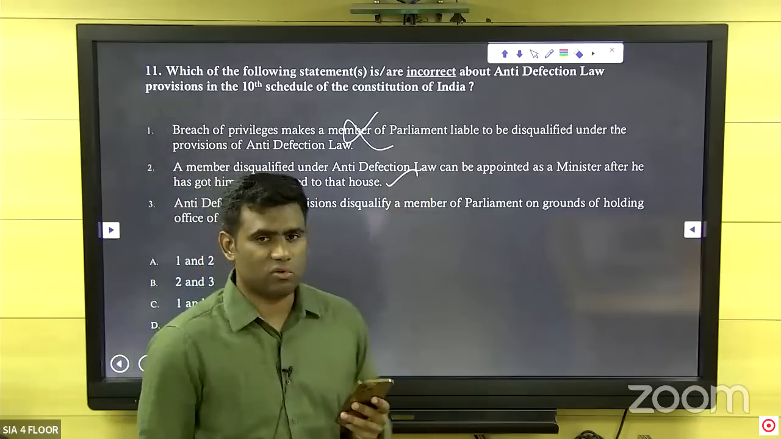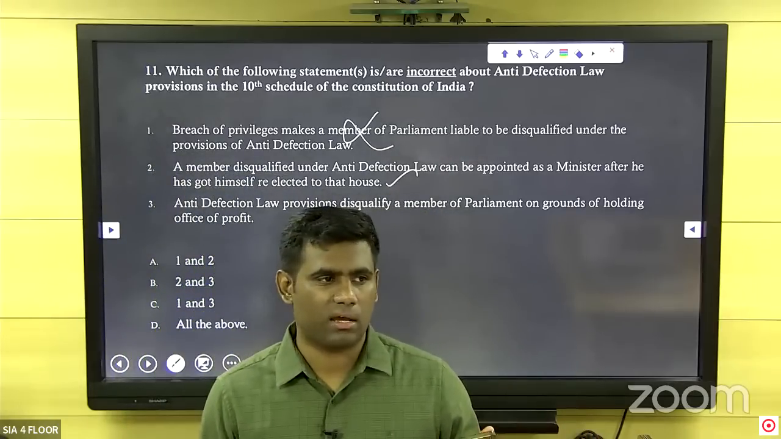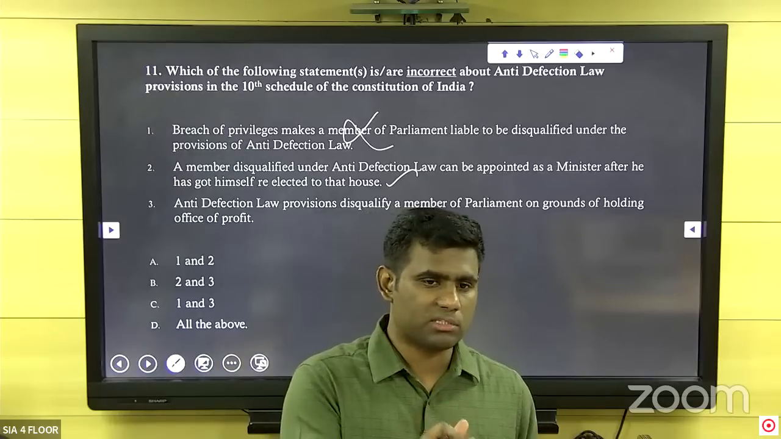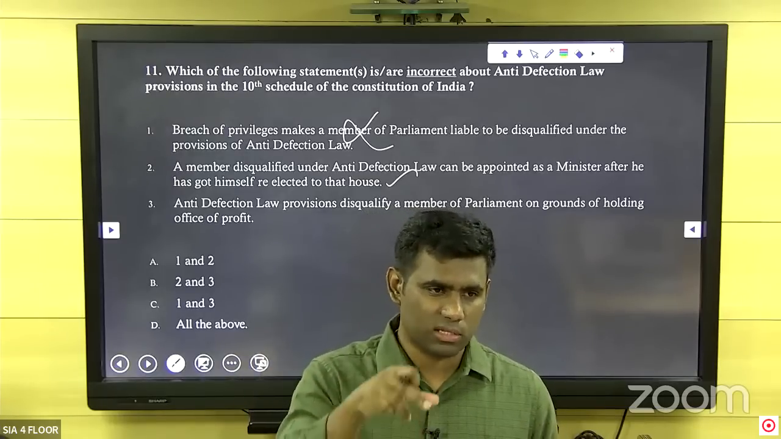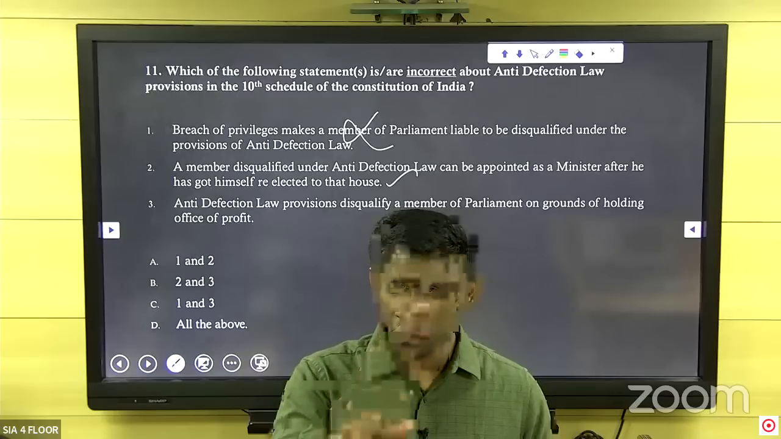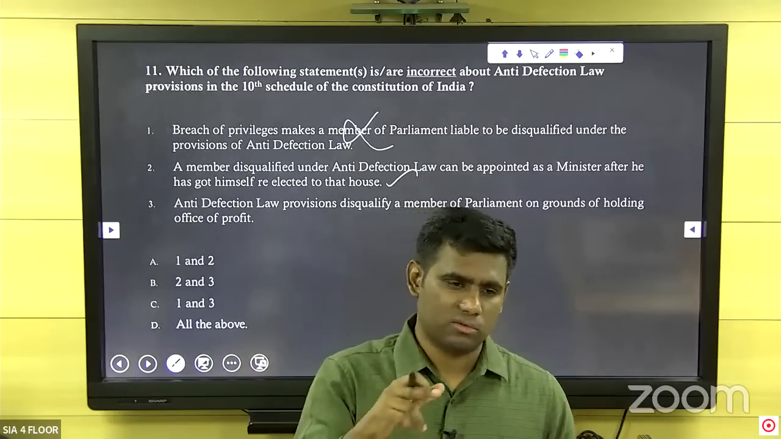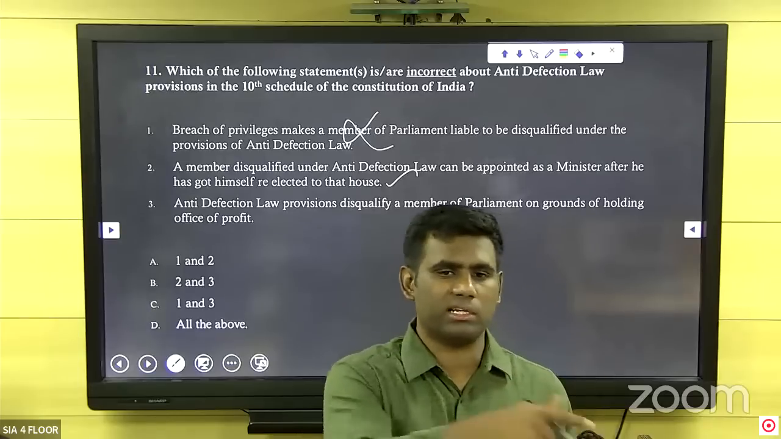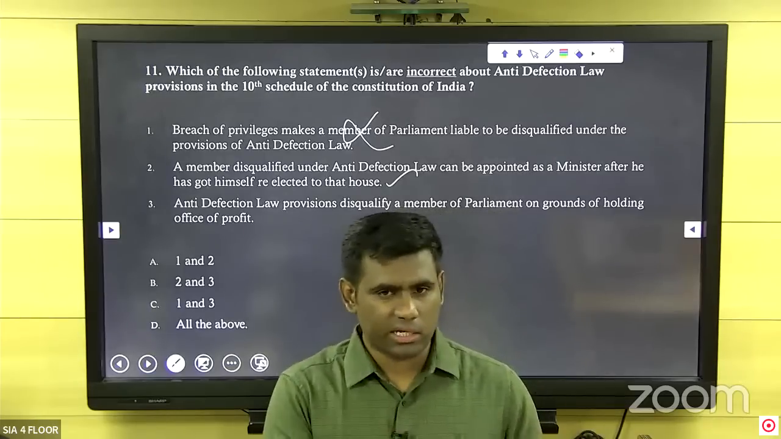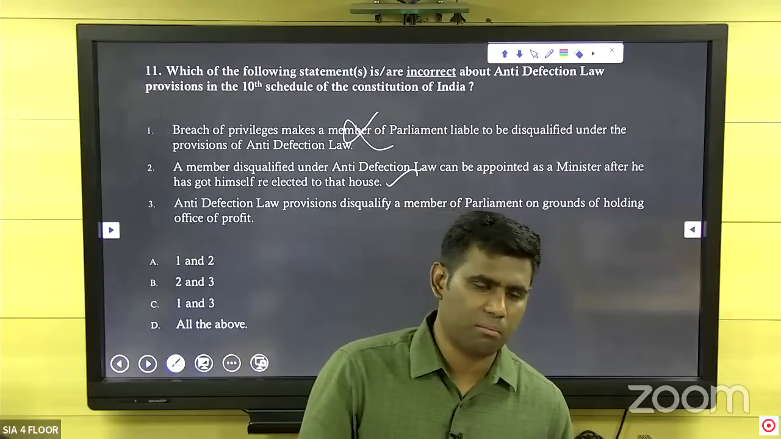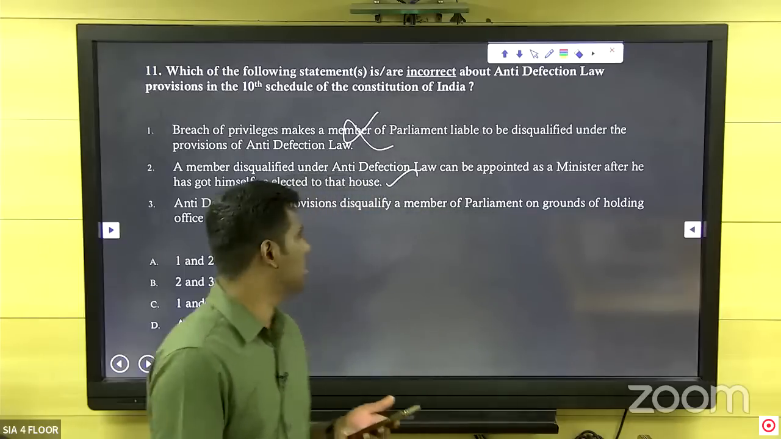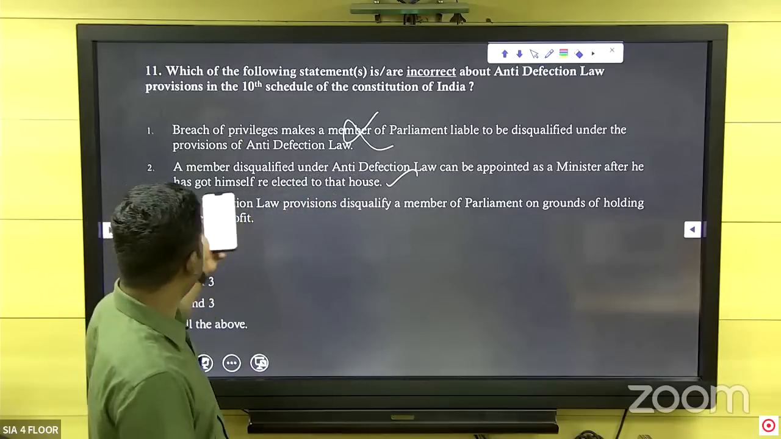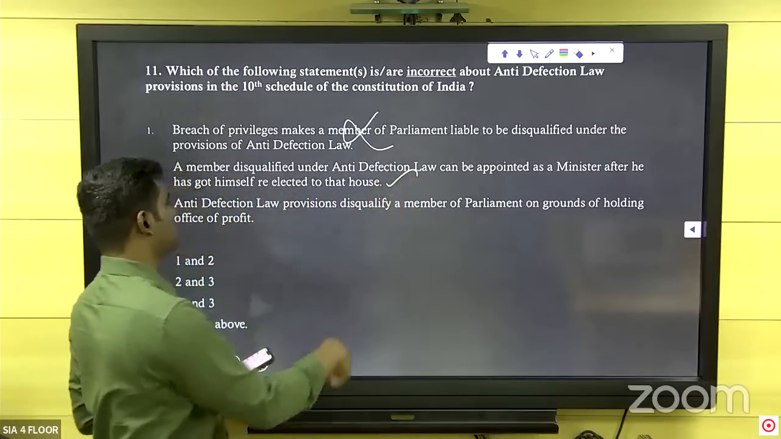Yes. Even though various bodies, various commissions in the past have given recommendation that anybody who's disqualified should not be made a minister throughout the tenure of the house, that is not what the present anti-defection law provisions of the Constitution say. Right now, if a person is disqualified, he has to once again contest election. If he is able to win and get entry into the same house, then there is no bar on appointing him as the minister. So the second statement, a member disqualified can be appointed as a minister after he has got himself re-elected to that house, is the correct statement.